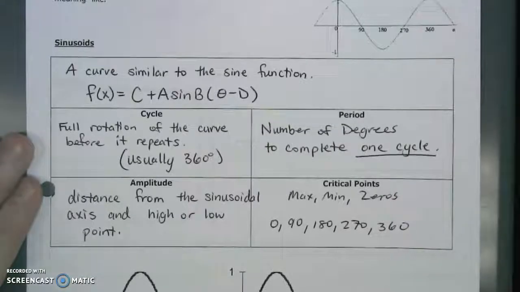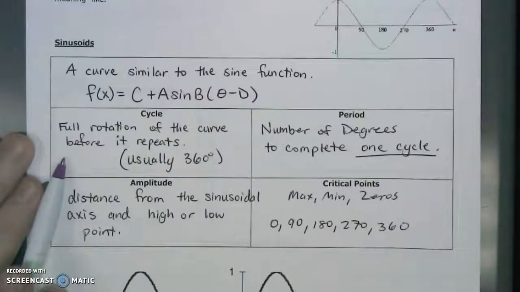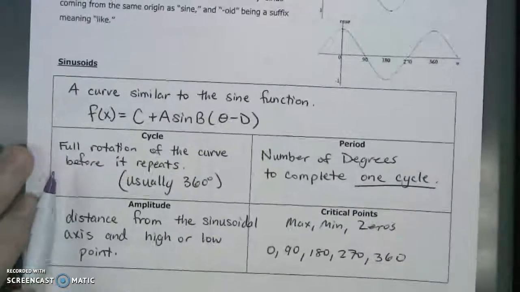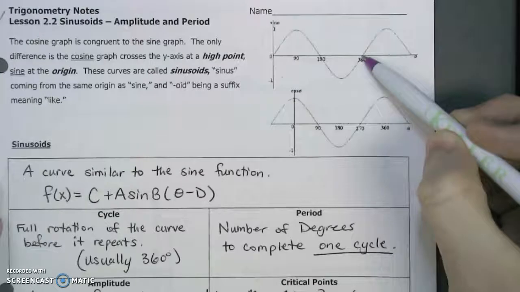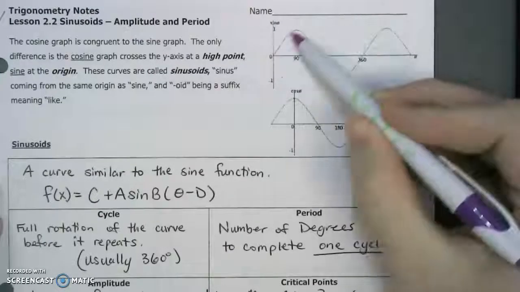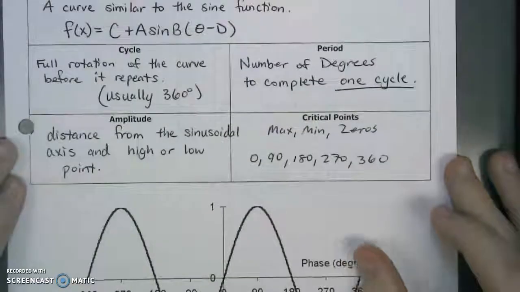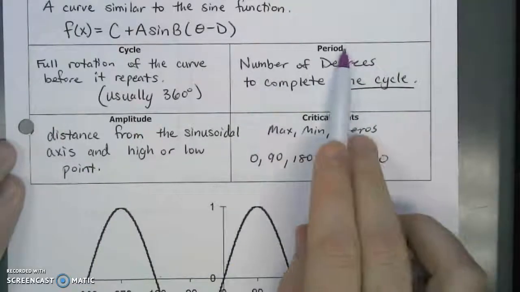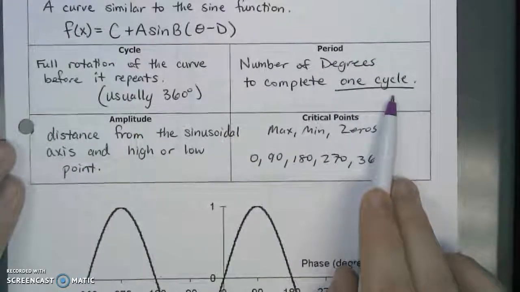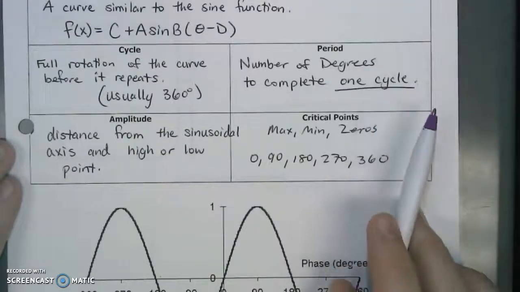So the cycle of one of these functions is a full rotation of the curve before it starts to repeat itself. When I look here, one cycle would be up, down, and right before I start to go back up. So that's one full cycle right there. Just up, down, starting to go back up. Once you know what your cycle is, the period is the number of degrees it takes to make one cycle. So it usually takes 360 degrees in order to make one full cycle.